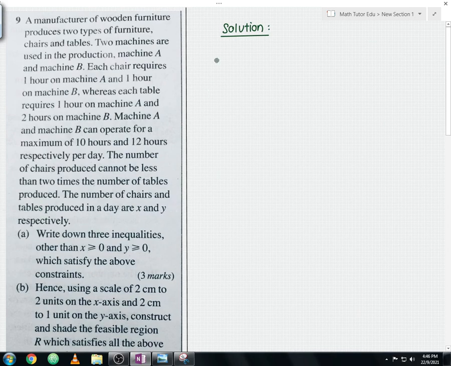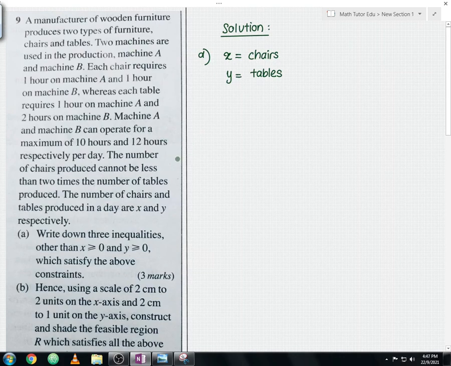Okay, so let me write down in the working here. So from here, X is actually equals to chairs and Y is actually equals to tables. Okay, so this information is crucial, guys. Once you identify this, then only we can proceed for the other information. So this long statement, what we're going to do is we're going to break into a simplified version.